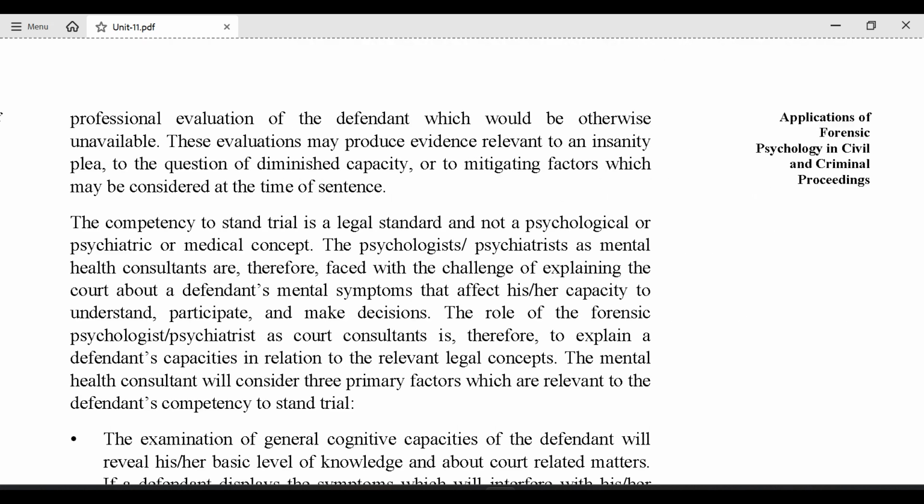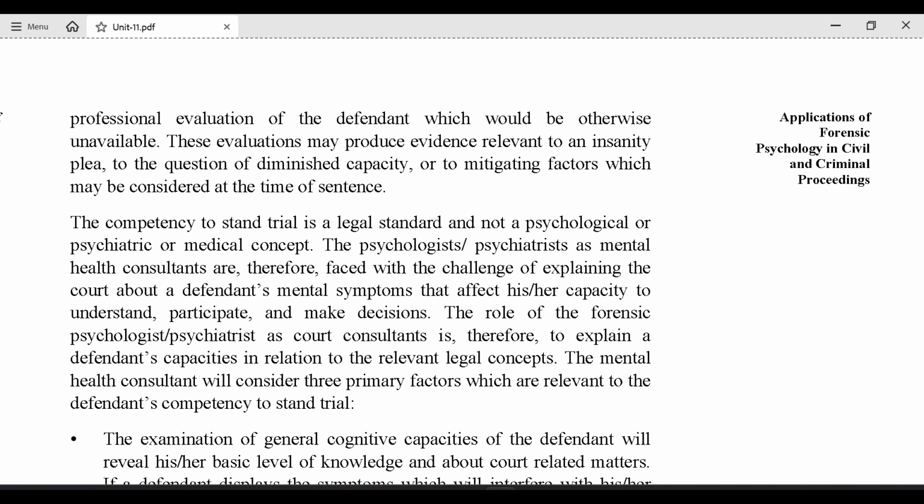However, defendants charged with particularly notorious crimes and defendants who decompensate while awaiting trial often require professional evaluation before criminal proceedings are postponed. At times the defense attorneys raise issue of competence to stand trial for their apparently competent clients in order to secure a court-ordered professional evaluation of the defendant which would be otherwise unavailable. These evaluations may produce evidence relevant to an insanity plea, to the question of diminished capacity, or to mitigating factors which may be considered at the time of sentence.